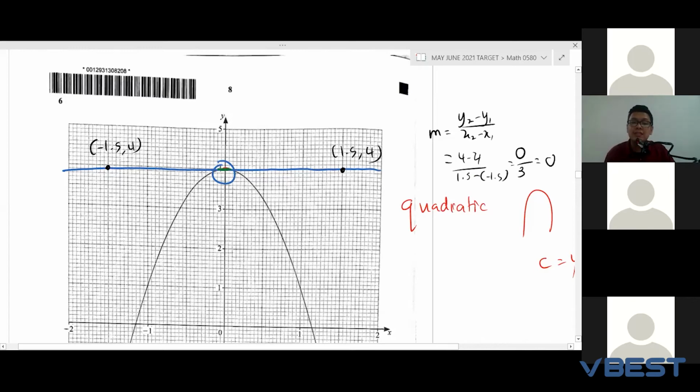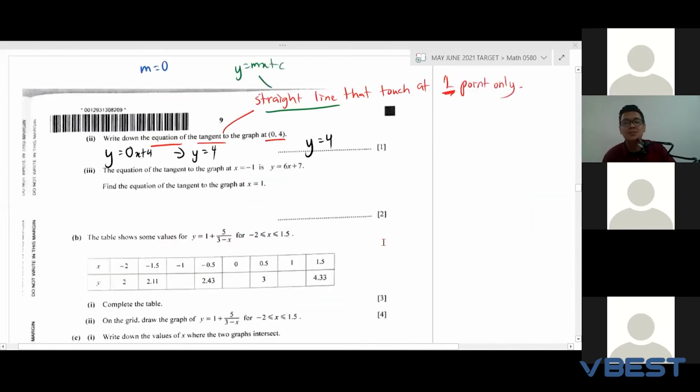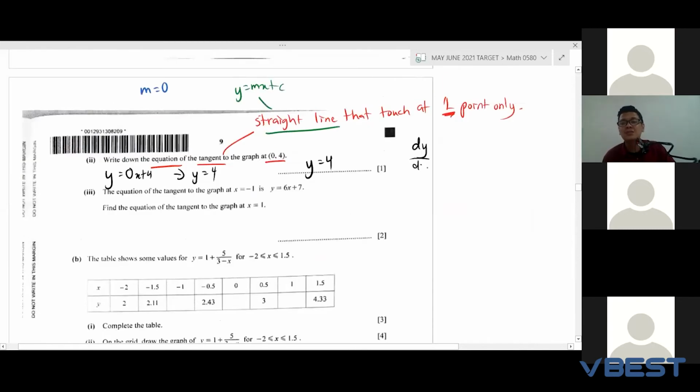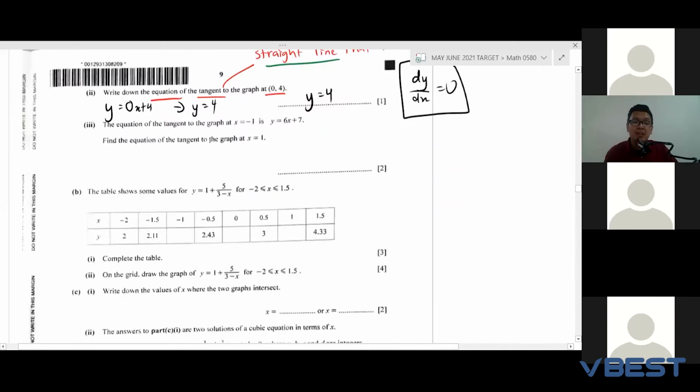Or you guys can see that this is actually a turning point. Remember, turning point, you also remember that dy dx equal to 0. Okay, it's just another information. Okay, now I think we are done with that.